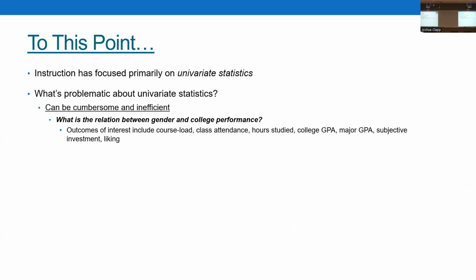I'm interested in the relation between gender and college performance. College performance as a construct could be a lot of different things. How do I measure this? I could quantify this as course load, class attendance, hours studied, college GPA, major. There's just a lot of stuff. This is a lot of univariate tests that I'm running, so we can think about this as being somewhat inefficient. It would be nice if maybe we can bundle some of this stuff together.